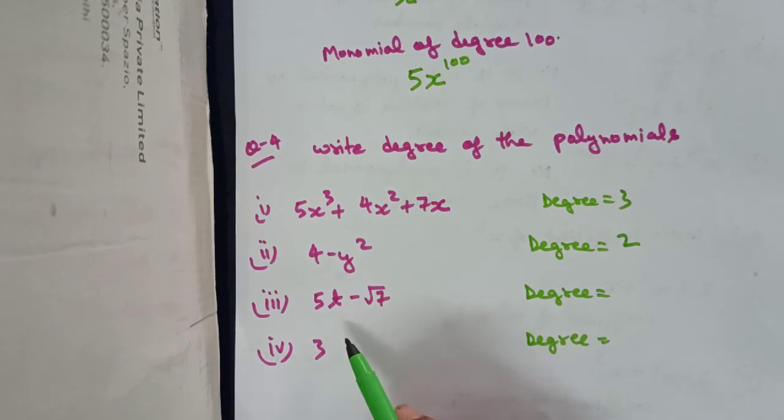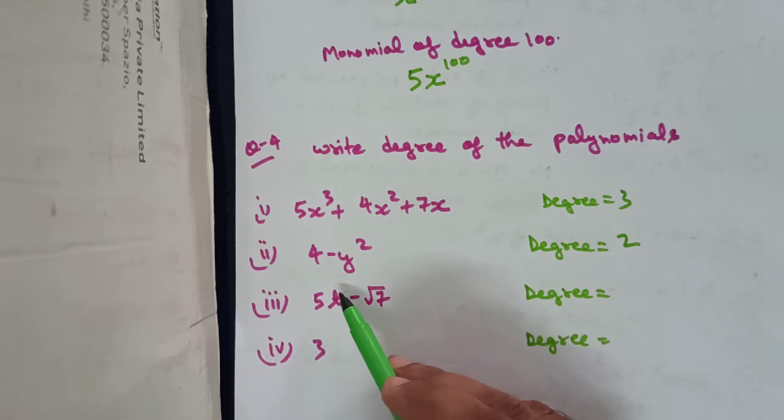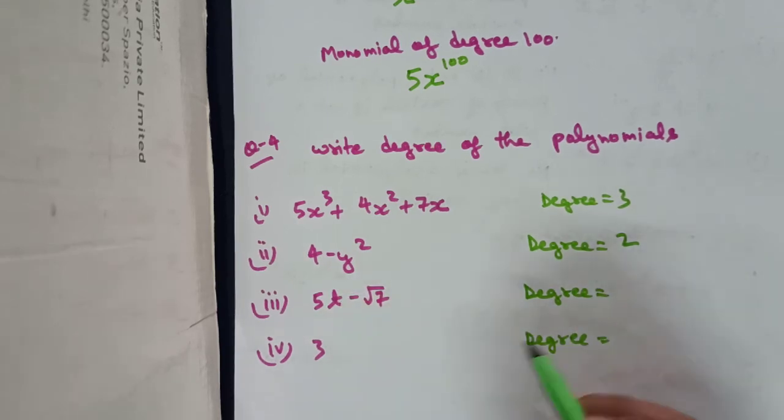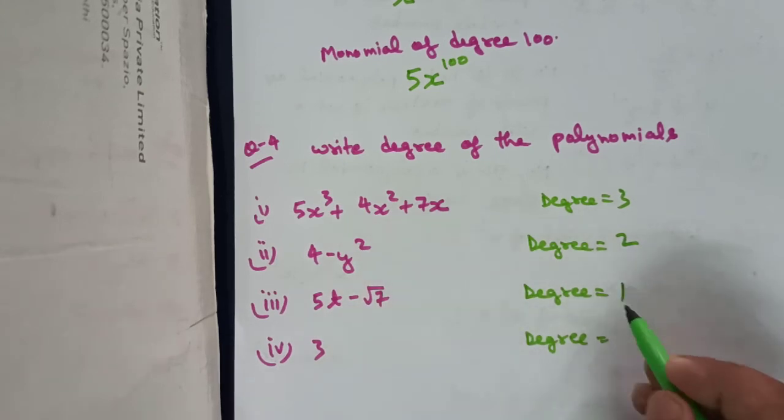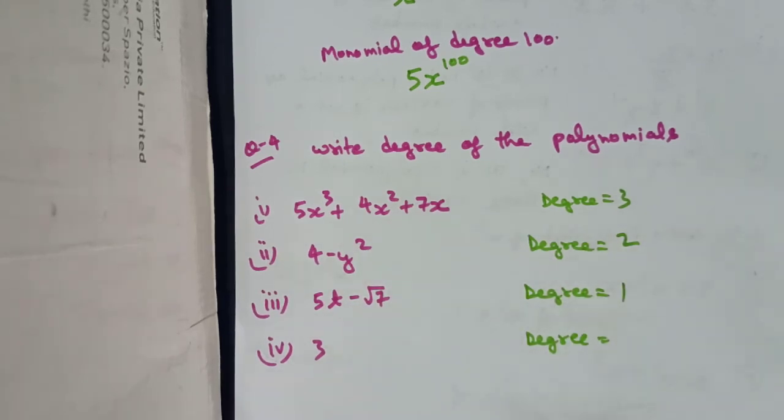Now in the third case, 5t minus under root 7. We are having 2 terms and the first term is 5t. So variable is t here, the highest power is 1, so the degree will be 1.